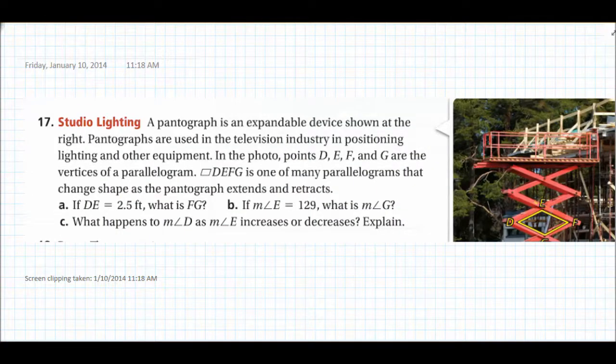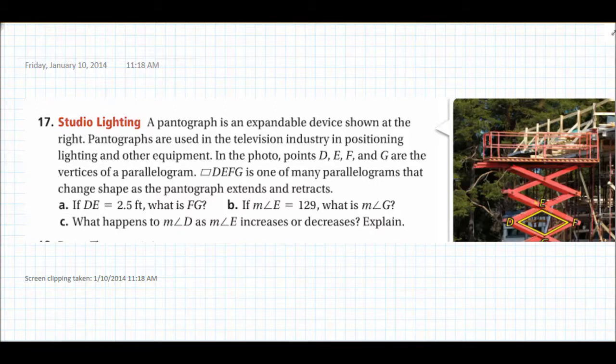Number 17. A pantograph is an expandable device shown at the right. It is used in the television industry for positioning lights and other things like that. In the photo, points D, E, F, and G are vertices of the parallelogram DEFG. That parallelogram is one of many parallelograms that change shape as this pantograph extends and retracts.